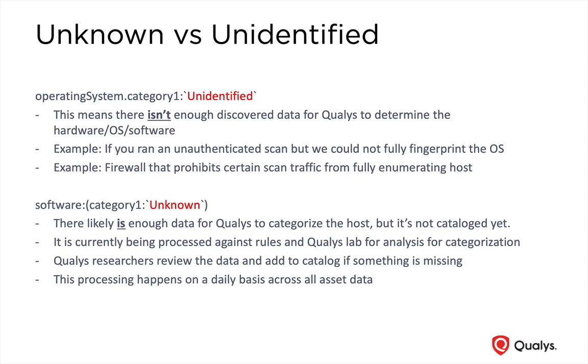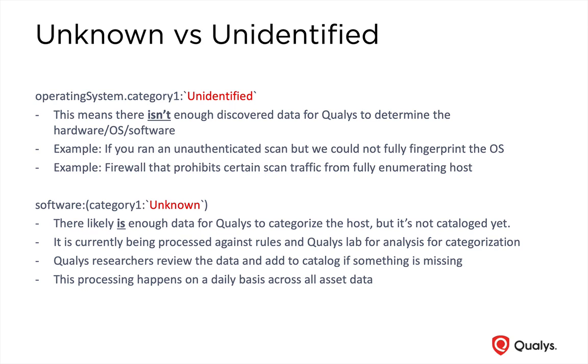One of the examples of this is if you've run an unauthenticated scan against something. So you're using the network scanner, you run an unauthenticated scan, and we're not fully able to fingerprint the OS. So you might see an example like Windows 7/Vista/2008/2012. So you'll get a list of possibilities, right? You may have seen that in your vulnerability management scan results. But here, we're going to list that as unidentified because we're not able to fully confirm it.